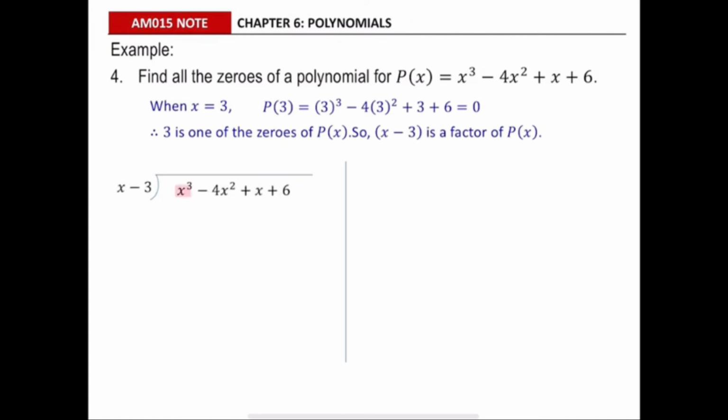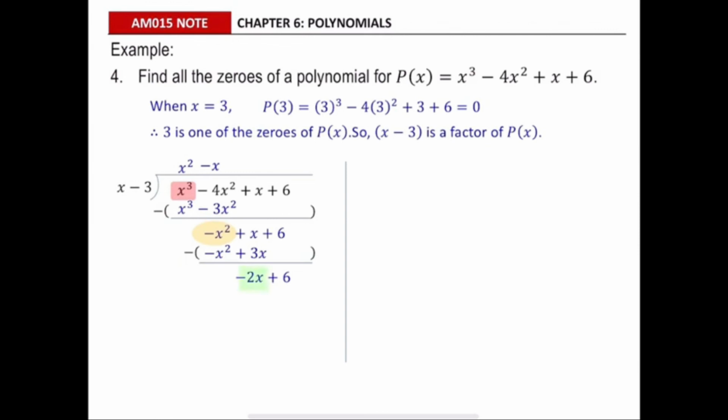So we divide x cubed by x and we get x squared. Now multiply x squared with the divisor and we get x cubed minus 3x squared. Then subtract, we get negative x squared plus x plus 6. Divide negative x squared by x, we get negative x. Then multiply negative x with the divisor, we get negative x squared plus 3x. Now subtract these two expressions, we get negative 2x plus 6.